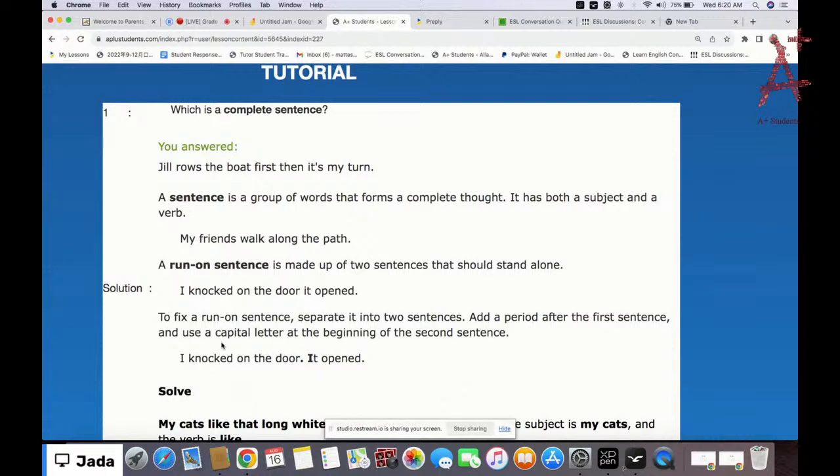For example, I knocked on the door, it opened. That doesn't make sense because it's two sentences together. It could be I knocked on the door. It opened. That is two sentences. Okay, but a run-on comes with two sentences joined together. Okay? Now, to fix a run-on sentence, you need to separate it into two sentences.